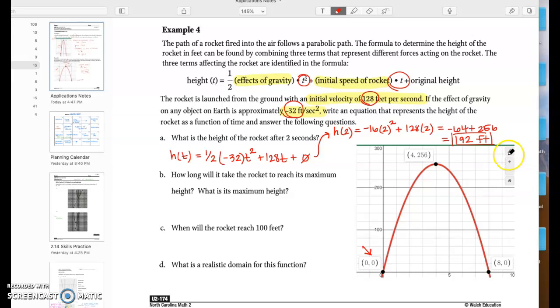How long will it take the rocket to reach its maximum height? So again, we see the word maximum. That means we're looking for a vertex. That's our key word there. So on the graph, we see that our vertex is at (4, 256). Remember, the first number is time, and so that's how long will it take. So at 4 seconds, the rocket is going to be 256 feet in the air. That is the corresponding y value.